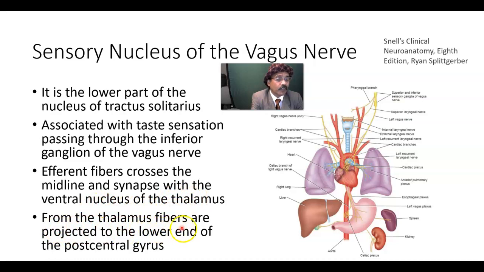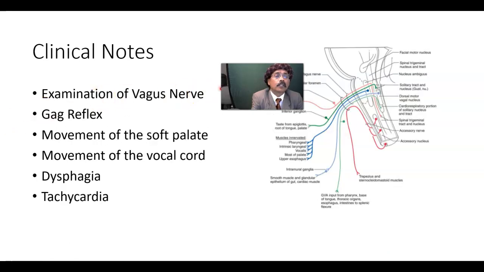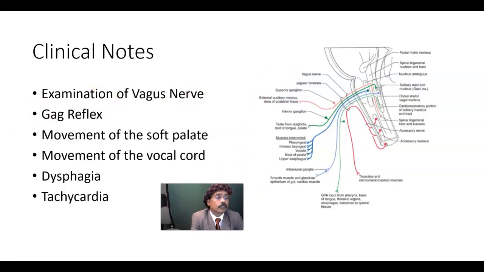From the thalamus, fibers are projected to the postcentral gyrus, the lower part of the postcentral gyrus of the cerebral cortex. Okay, now we have the image here.